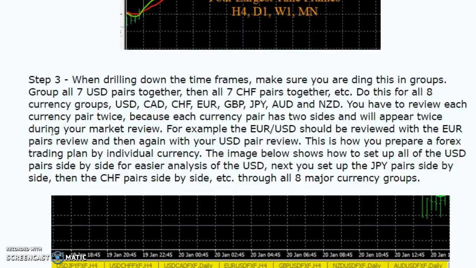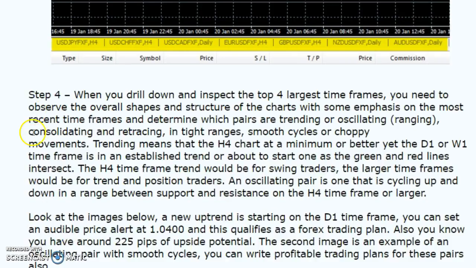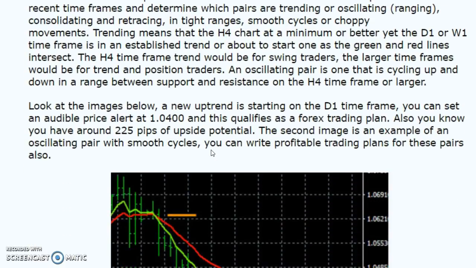When you drill down the charts, make sure you do it by individual currencies, okay? So, for example, here's all the USD pairs grouped together. USD Yen, USD Swiss, USD Canadian, etc. You just repeat this process for all the various currencies, okay? Then when you drill down the charts on the 4 largest time frames, you just need to look at the overall shapes and structures of each chart. Remember, each time frame has its own structure.